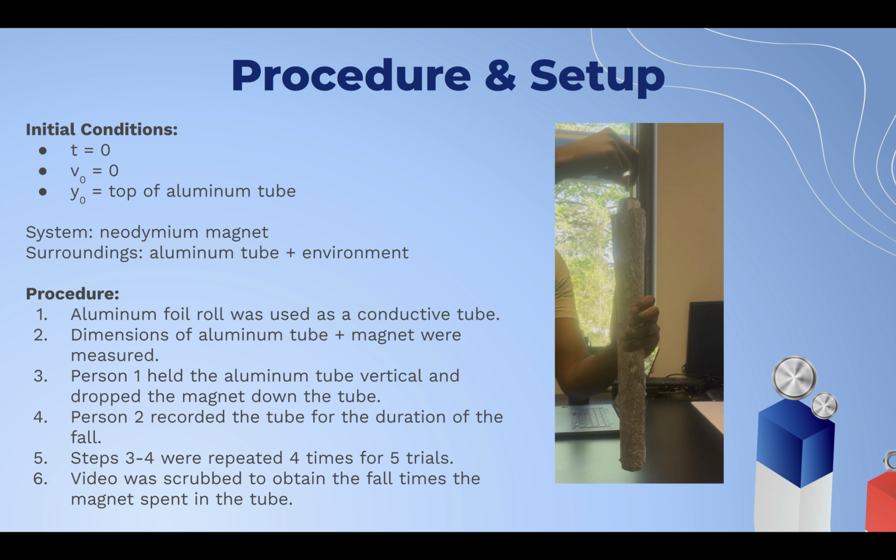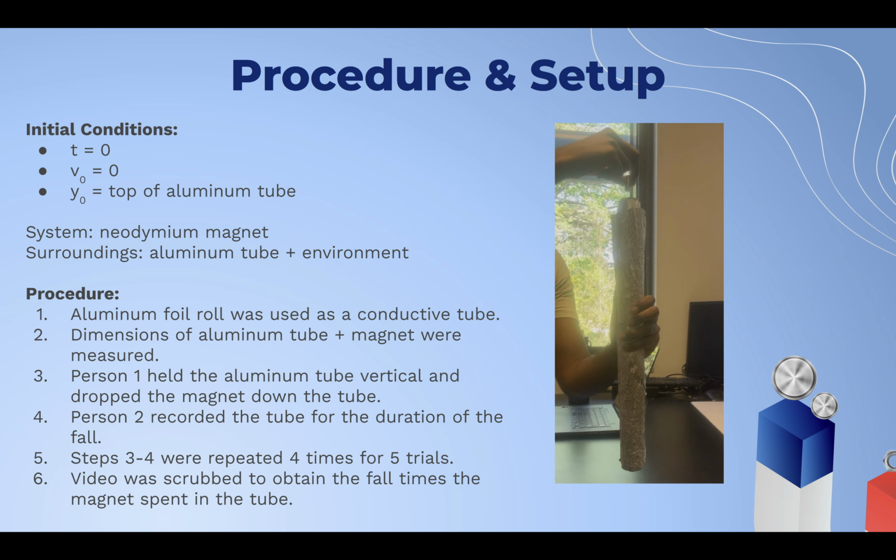So for initial conditions, the magnet is dropped at time equals 0 at the top of the tube from stationary, and our system is the neodymium magnet, while our surroundings is the aluminum tube and the environment.